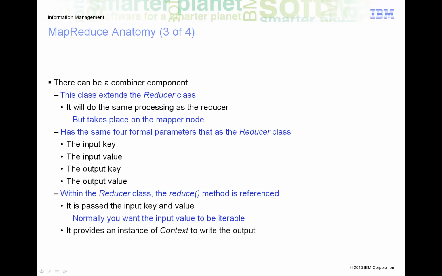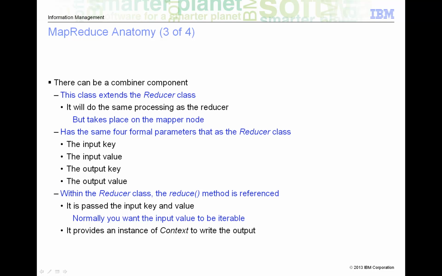For example, if you're trying to calculate the maximum value, you could use a combiner. This is because the maximum value of a set of numbers is the same as dividing that set into multiple subsets, finding the maximum value for each subset, and then finding the maximum value from the set of maximum values. So in this case, a combiner would help.